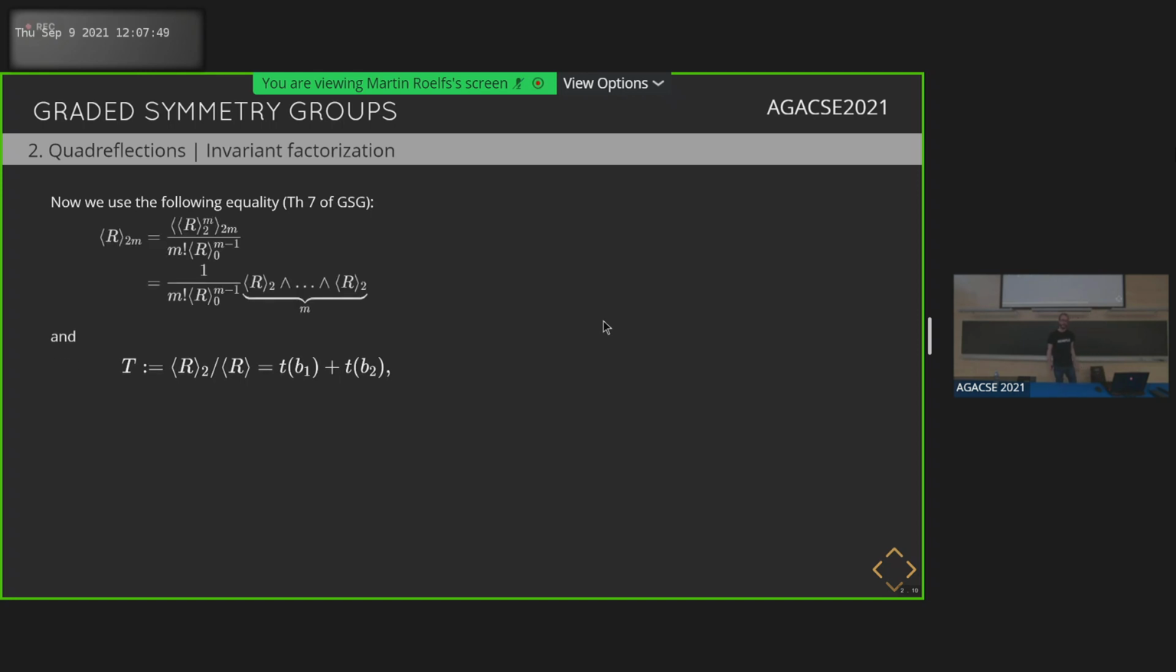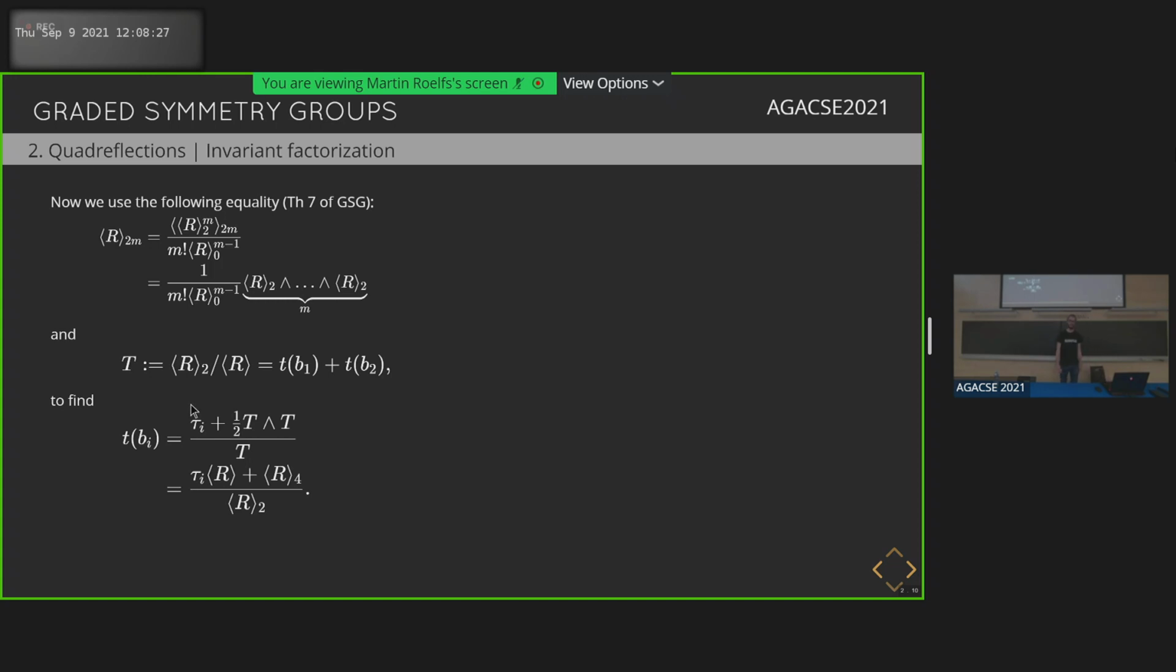We have a theorem in the paper, theorem 7, which states that the grade 2m part of a rotor is related to the wedge product of the bivector part wedged m times, and then divided by R naught to the power m minus 1, plus this factorial here. So these components are not independent. The higher ones depend only on the grade 0 part and the grade 2 part. And that means that for this capital T, I can perhaps re-express this equation.